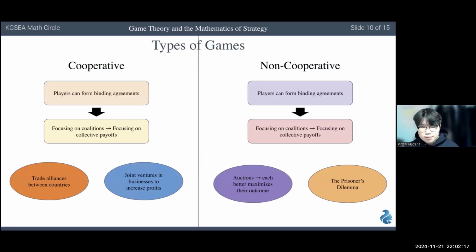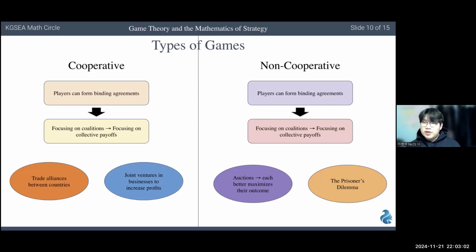So I analyzed the types of games here, and game theory can be divided by a number of different criteria. I listed four sets of criteria here. One is whether they're cooperative games or non-cooperative games. In cooperative games, players can form binding agreements focusing on collective payoffs. For example, they focus on coalitions, wanting to get the best outcome for everybody, such as trade alliances between countries working together to get the best group output, or joint ventures in businesses to increase profits, where businesses work with each other to make sure that everybody comes out of a situation a winner financially or in terms of profit.